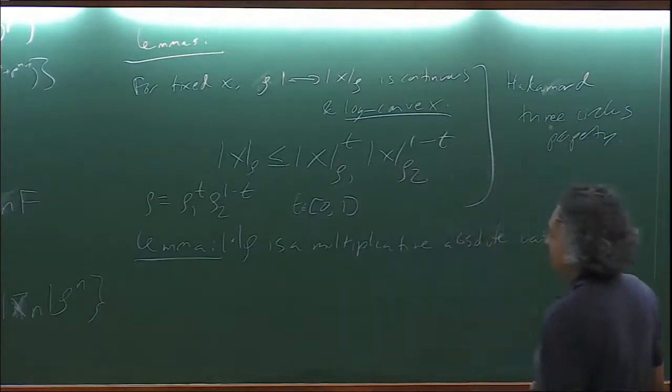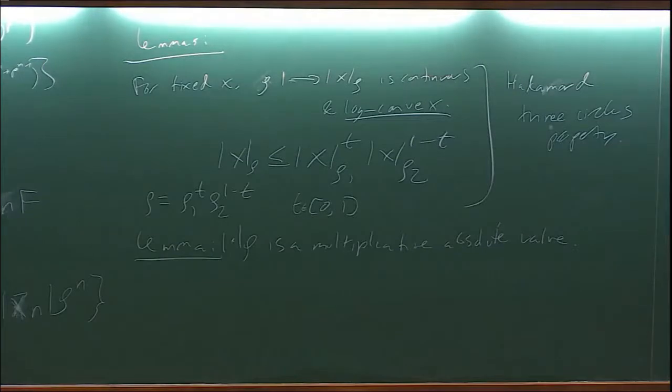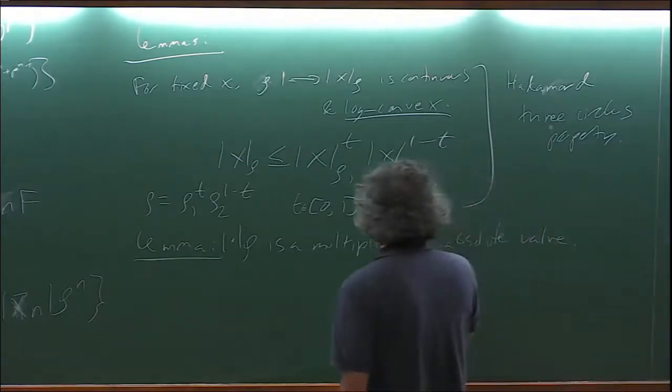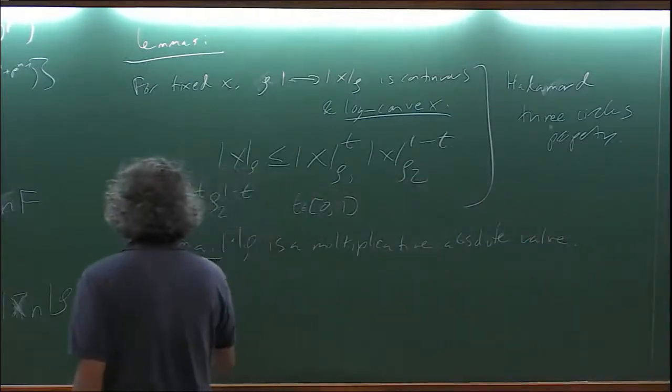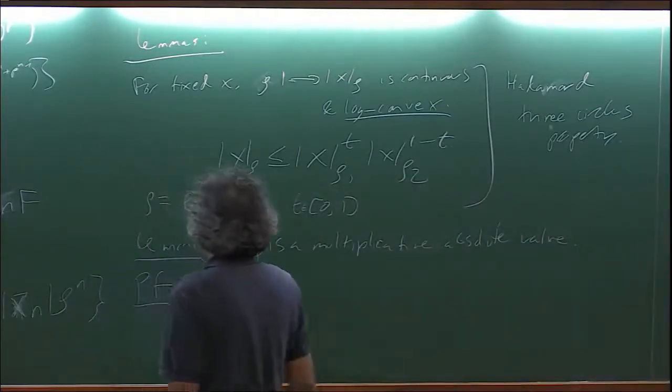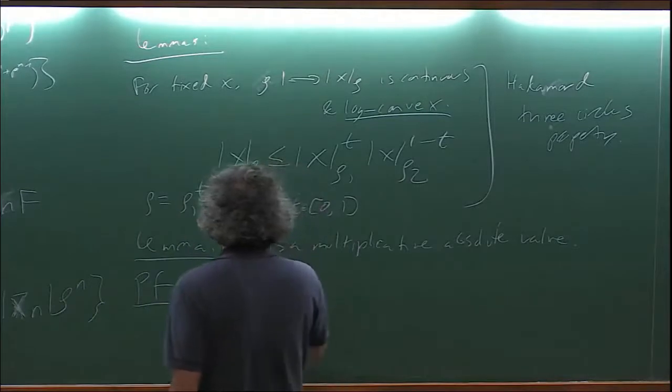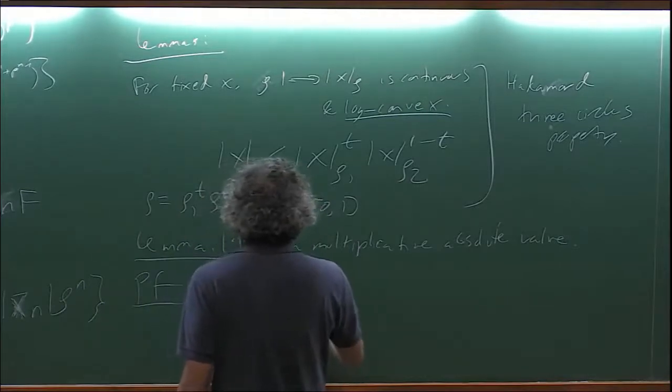So the next lemma is that this sub rho actually is a multiplicative absolute value. Missing a letter here somehow. Okay, why is that true? So there are two steps. One is to prove the strong triangle inequality. I'll do that first.